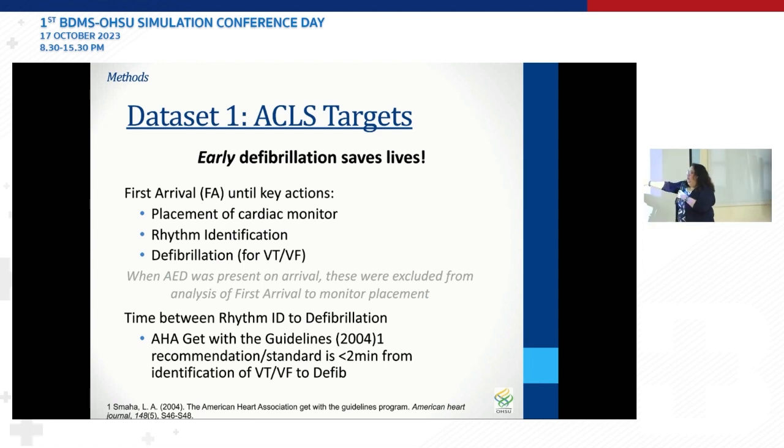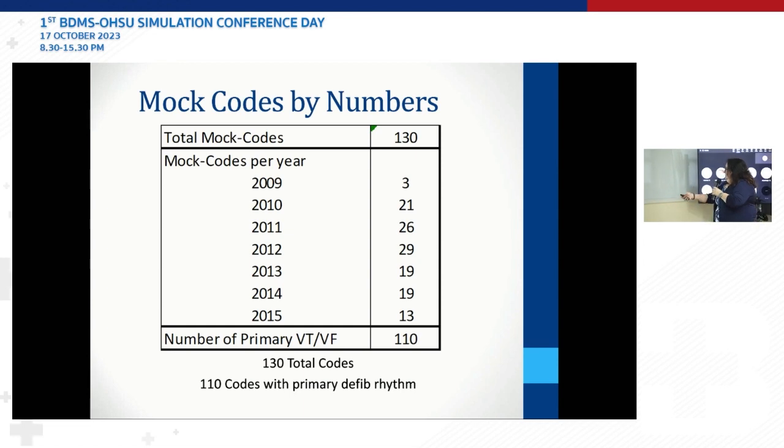Also, we excluded any patient where an AED was in use beforehand, just because we wanted the rhythm ID to be clean. And get with the guidelines: the AHA, the American Heart Association, has a goal of less than 2 minutes from identification to defibrillation. That's their goal, and so we're measuring that as well.